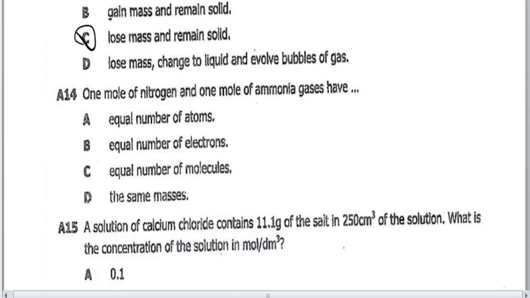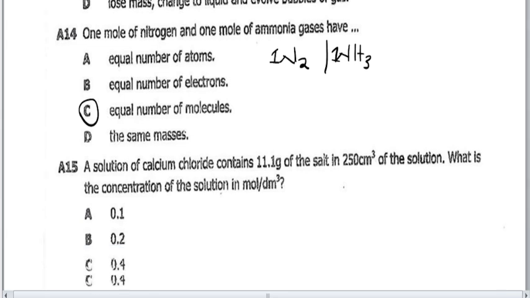1 mole of nitrogen and 1 mole of ammonia gases have equal number of molecules. Look, nitrogen exists as a diatomic and ammonia is NH3. So if there is 1 mole of nitrogen and 1 mole of ammonia, they've got equal number of molecules. Here, this is 1 molecule of nitrogen, 1 molecule of ammonia, but they've got different number of atoms.